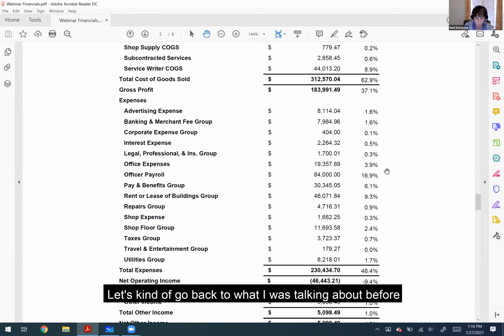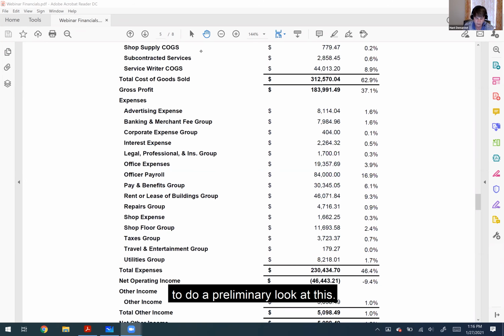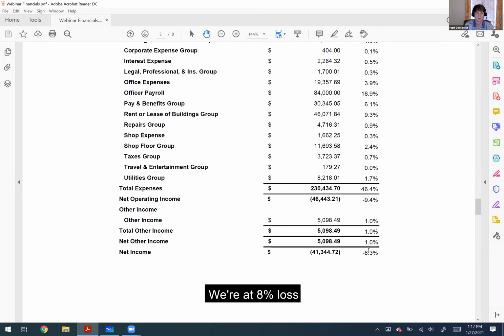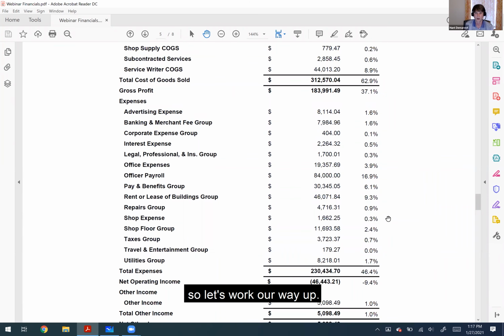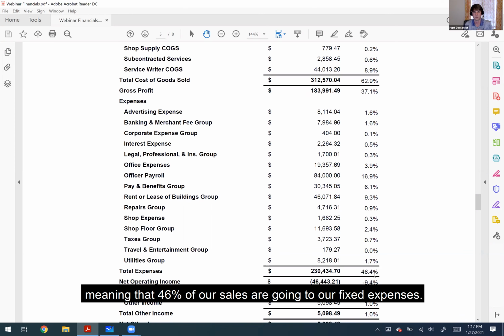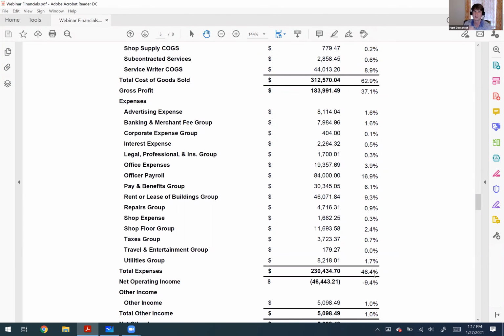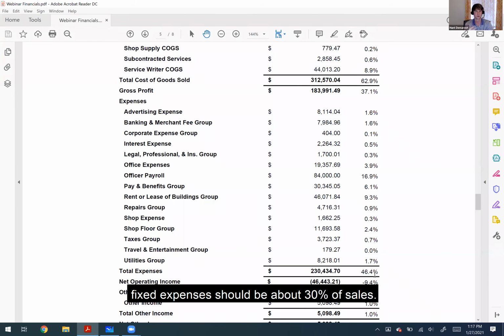Let's go back to what I was talking about before to do a preliminary look at this. We're supposed to be at 20% net income. We are not there right now. We're at 8% loss. So let's work our way up. We're at 46% fixed expenses, meaning that 46% of our sales are going to our fixed expenses. If you remember from my exercise before, fixed expenses should be about 30% of sales.